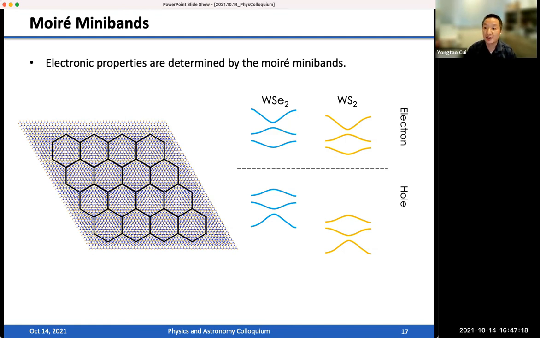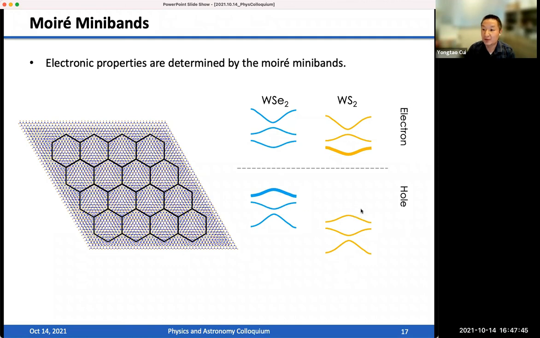What the hBN does is impose this Moiré potential on the graphene that forms these Moiré bands. In the case of tungsten diselenide and tungsten disulfide, because energetically their bands are separated pretty far away, if we dope the system, for example with holes, the electrons will live only in the WSe2 layer.